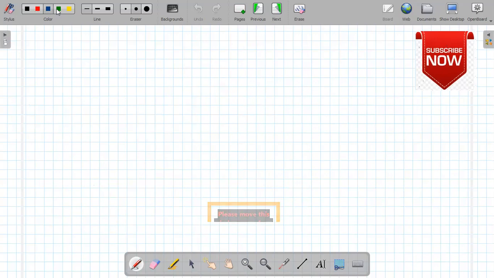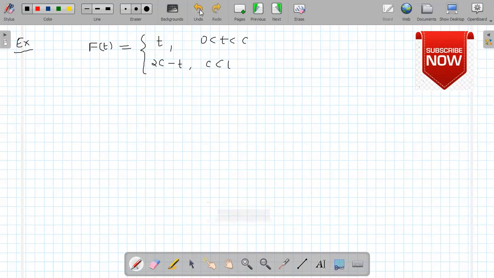For example, if I would like to find the Laplace transform of the function f of t, which is defined as t for the interval where t lies between 0 to c, and its value is 2c minus t for the interval where t lies between c to 2c.